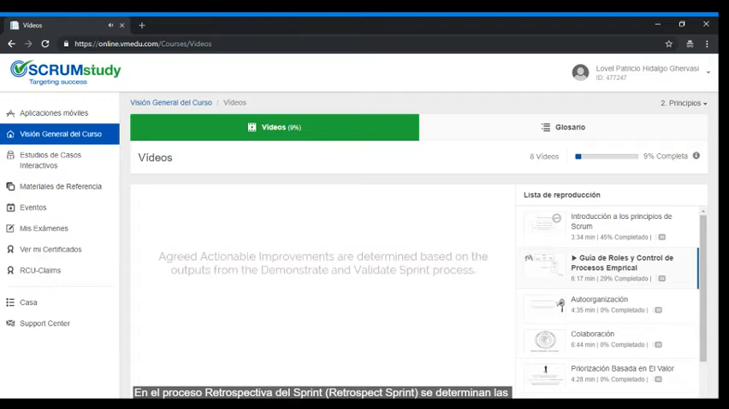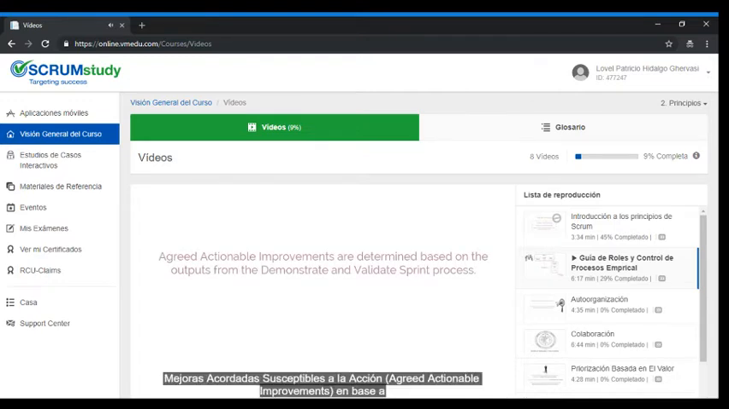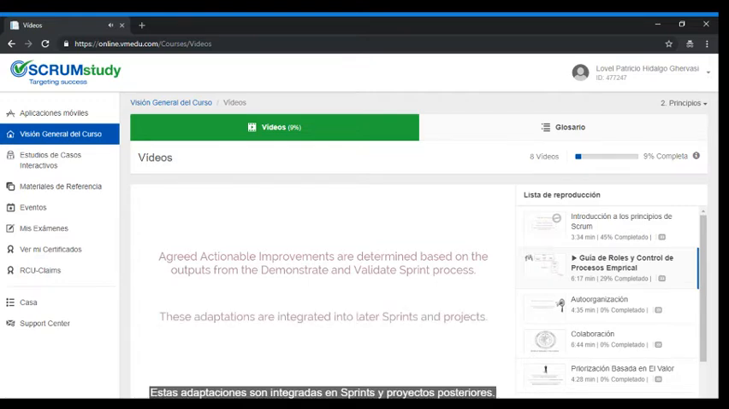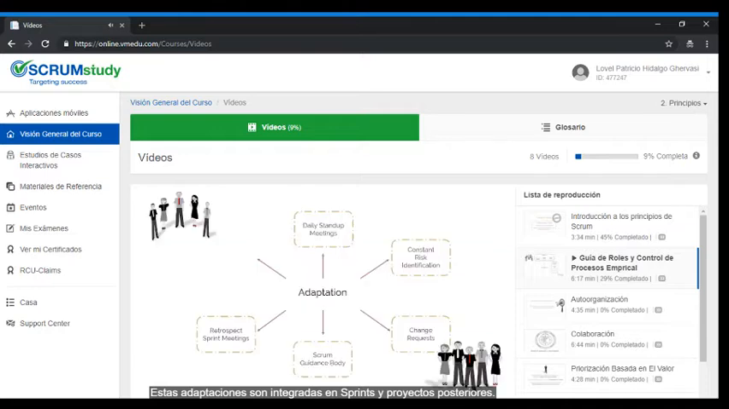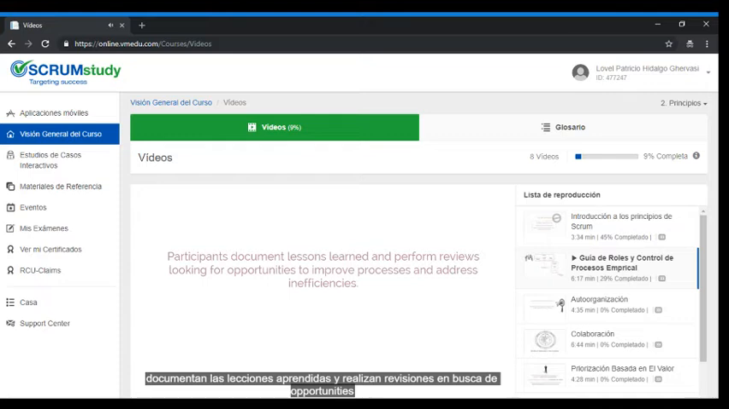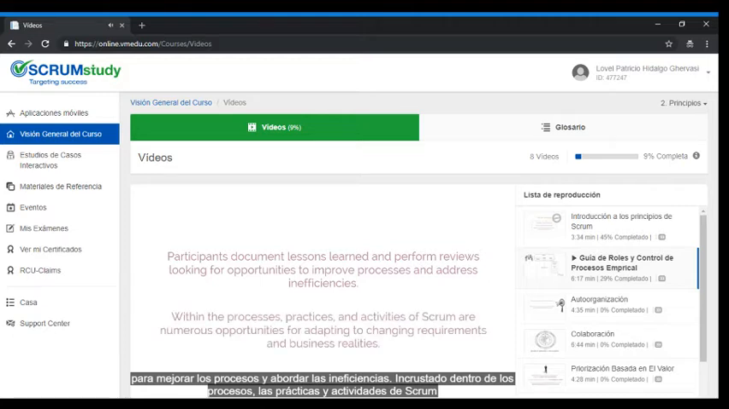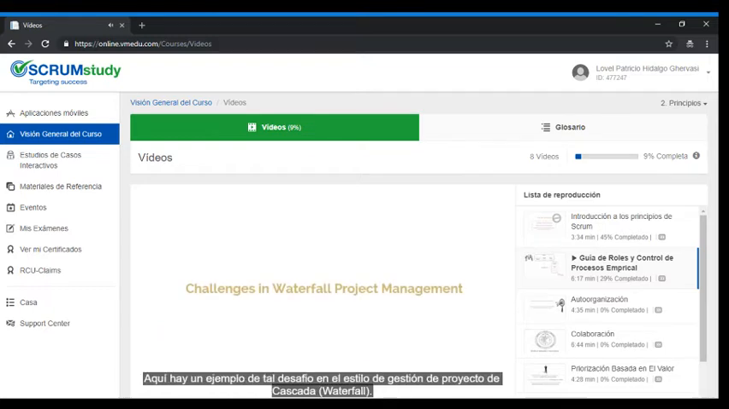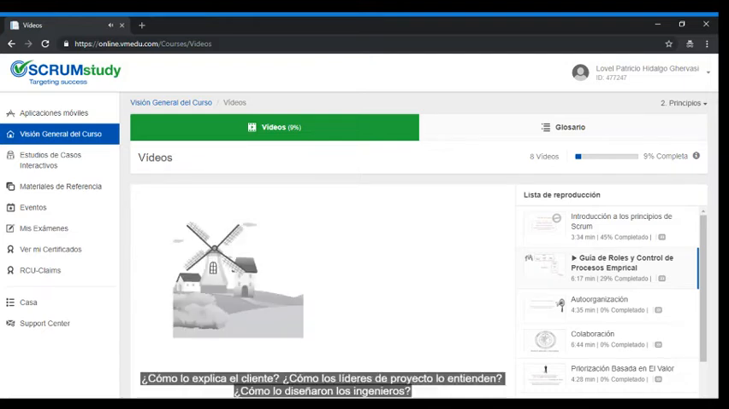In the retrospect sprint process, agreed actionable improvements are determined based on the outputs from the demonstrate and validate sprint process. These adaptations are integrated into later sprints and projects. And in the retrospect project meeting, participants document lessons learned and perform reviews looking for opportunities to improve processes and address inefficiencies. Embedded within these processes, practices, and activities of Scrum are numerous opportunities for adapting to changing requirements and business realities. Here's an example of such a challenge faced in waterfall project management style.